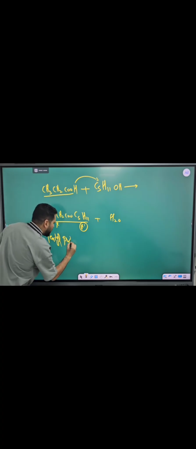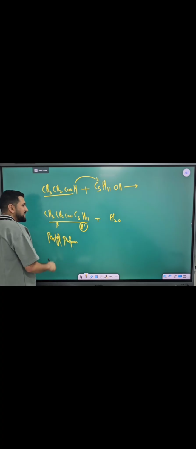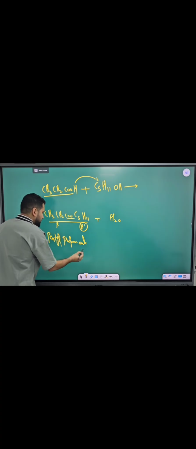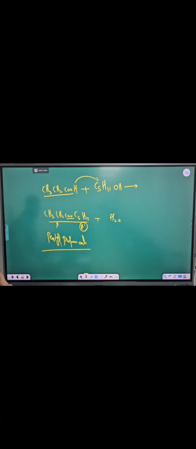And now how many carbons are from this side? 1, 2, 3. 3 carbon means methane, ethane, propane. So I can say it's propane. Now replace E because it contains CO. CO means ester, so I have to use OATE. So it will be pentyl propanoate, right? Pentyl propanoate. I hope this idea is clear, right?